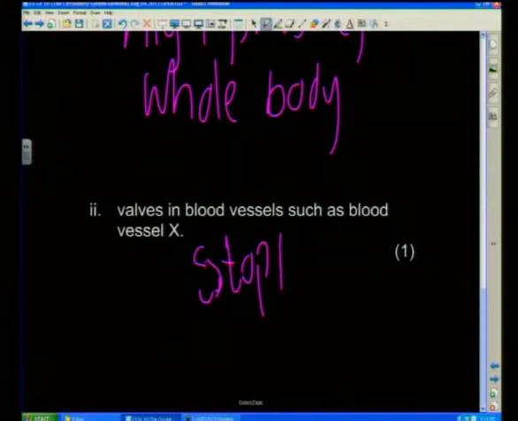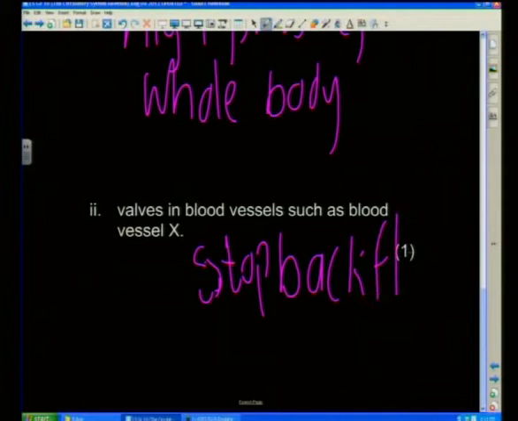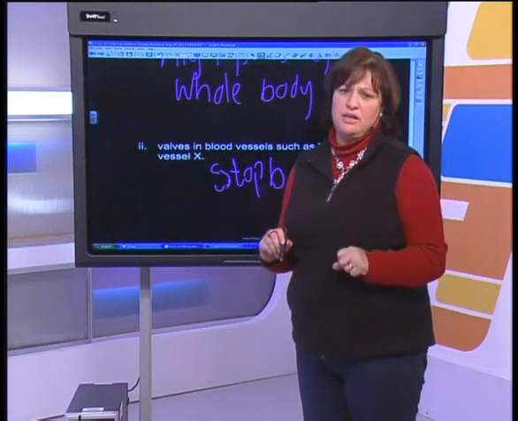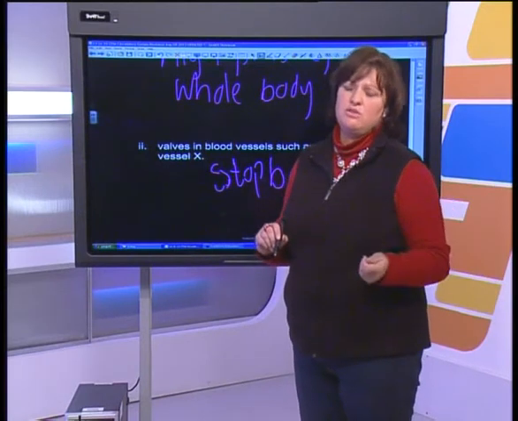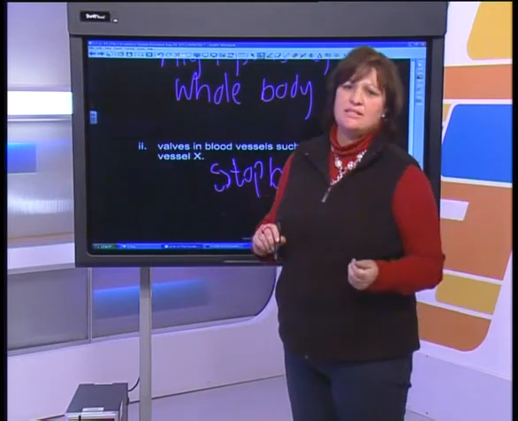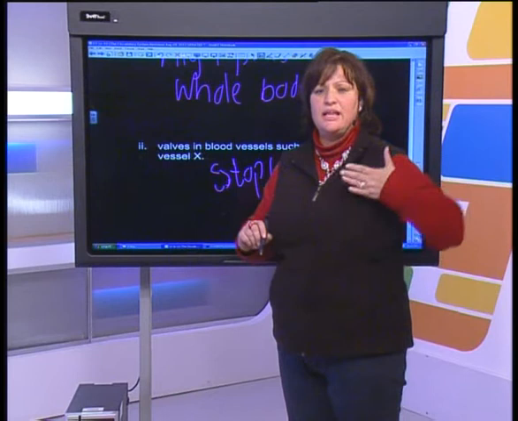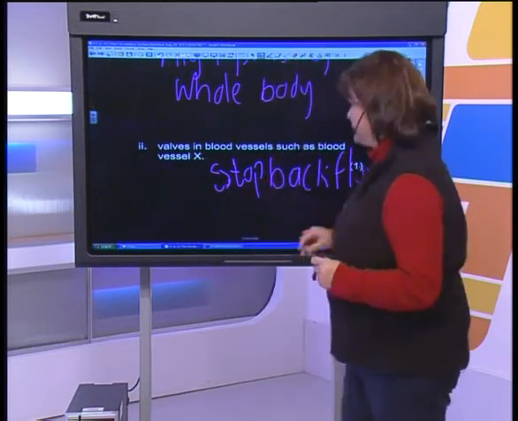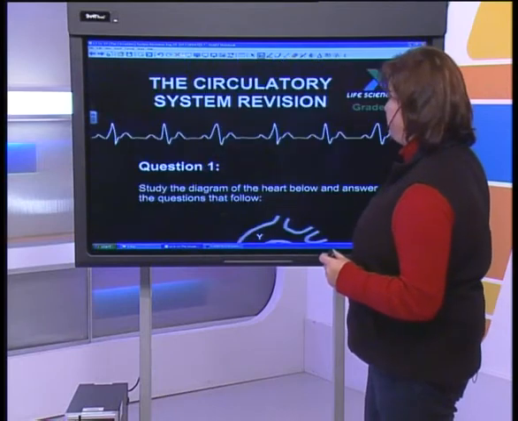We want to stop backflow. That is the most important thing, because the veins are not under as much pressure as the arteries, as we know. We need to have valves so that if the pressure should drop, the blood doesn't sink all the way down. We wanted to get that deoxygenated blood to the heart, to the lungs. Let's go on to the next one.